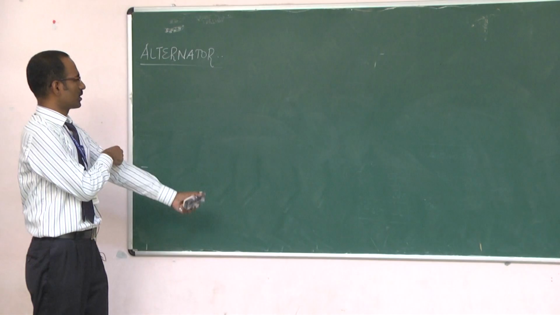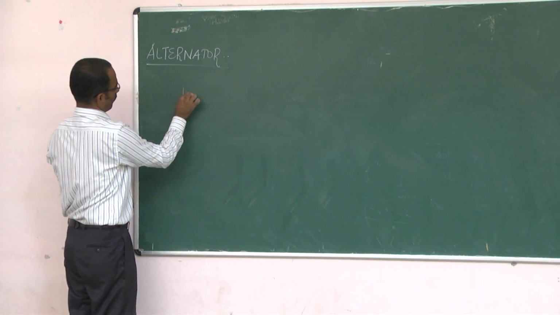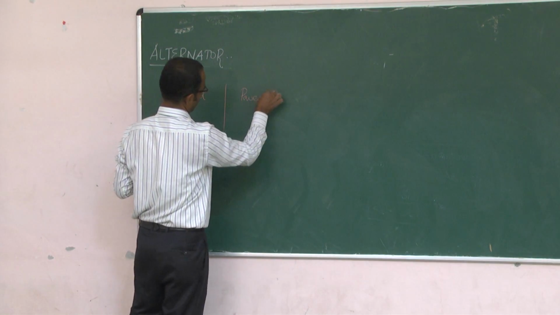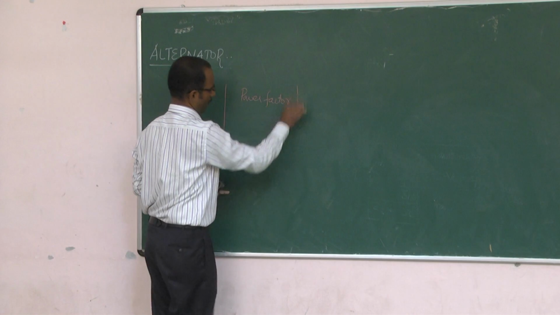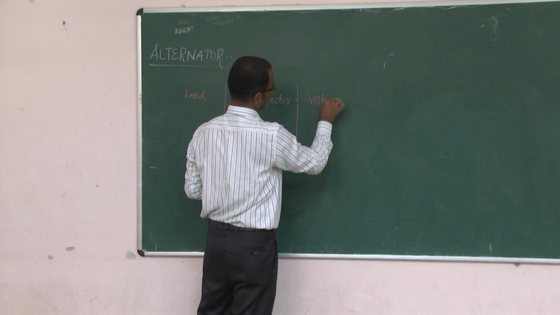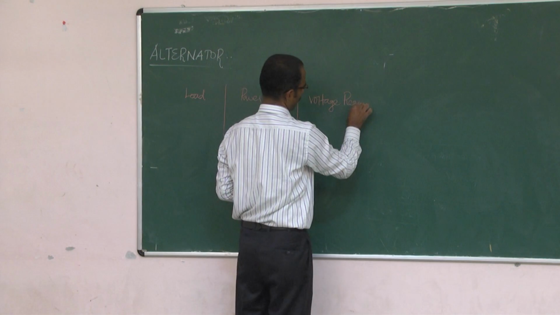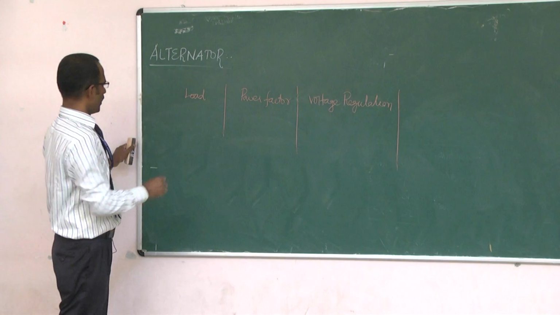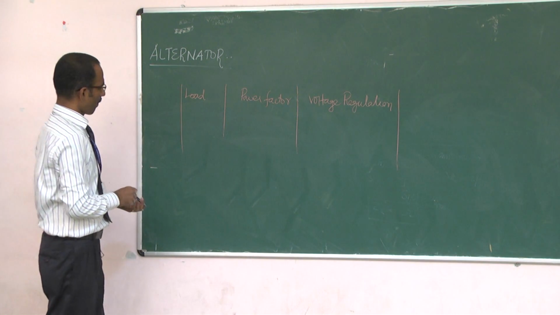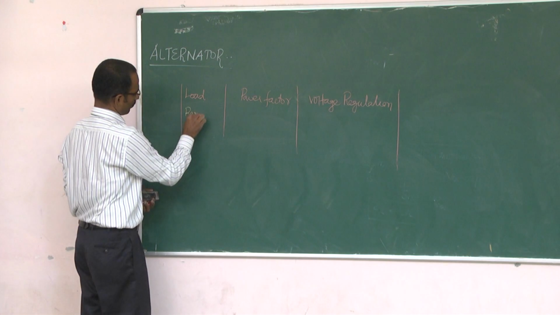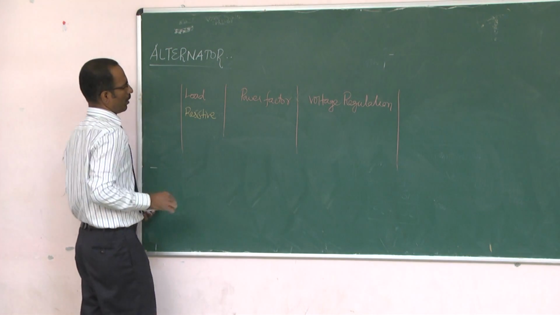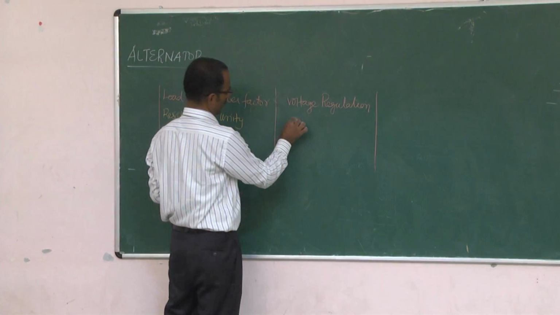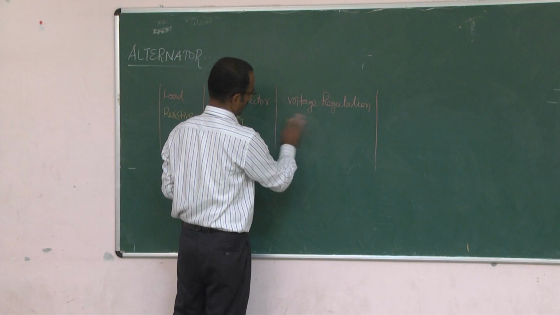So we will conclude with this. We have different types of load, the power factor for that load, and then the voltage regulation. If the load is a resistive load, the power factor is unity, and the voltage regulation value is positive.